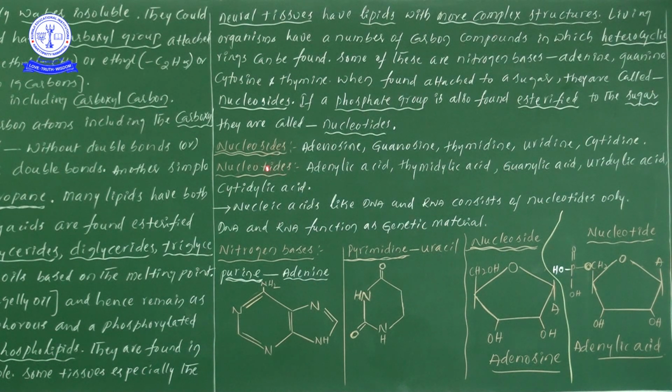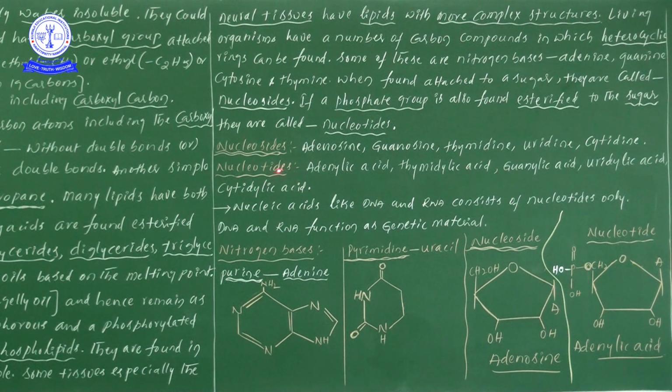So here the nitrogen bases with the sugar definitely form the nucleosides. So sugar plus nitrogen base. Here adenine with sugar is adenosine, guanine with sugar is guanosine, and thymine with pentose sugar is thymidine. Next one, pentose sugar with uracil is uridine, and cytosine with pentose sugar is cytidine. Likewise, we can observe nucleoside formation.